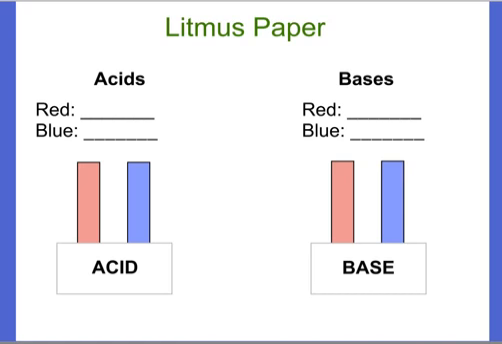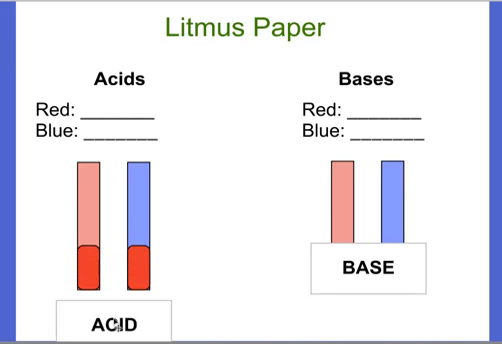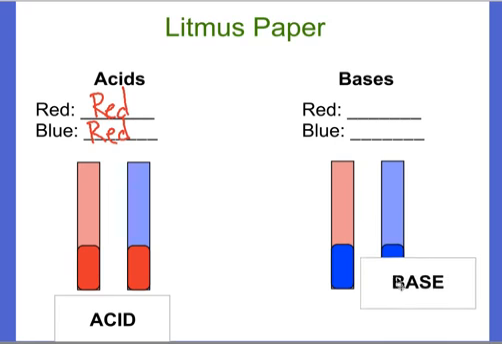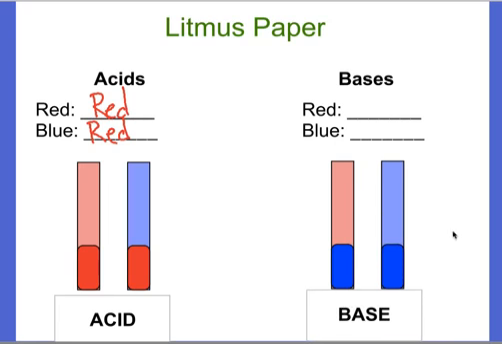When you put the red litmus paper in acid and even the blue litmus paper in acid, you noticed that it either stayed red or turned red. So the red litmus paper stays red, the blue litmus paper turns red. On the other side of things, if you put red litmus paper in a base, it turns blue, and if you put blue litmus paper in a base, it stays blue.